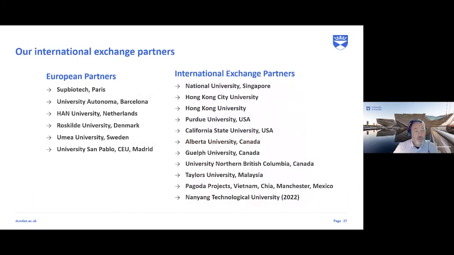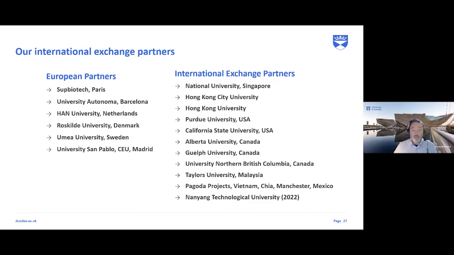If you wish to go on an international exchange, these exchanges typically take place during the second year of study. We have a bunch of European partners. Previously, these would have been Erasmus partners, but after Brexit, we're not part of Erasmus anymore. They include universities in Paris, in Barcelona, in the Netherlands, Denmark, Sweden, and Madrid.